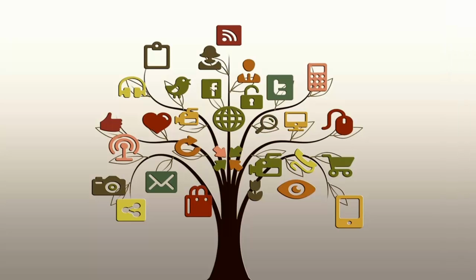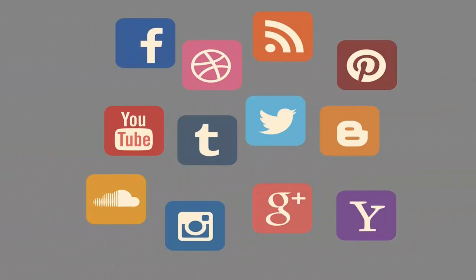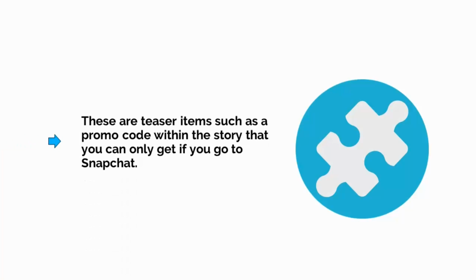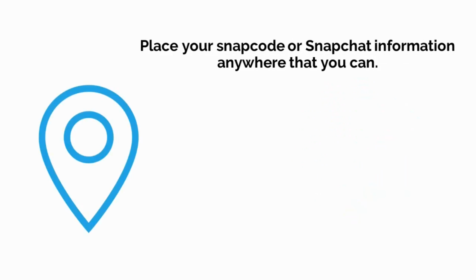We discussed this earlier, but it might be useful to understand exactly how you should use your social networks to get Snapchat followers. The best way to do this is to come up with compelling things to post on your Twitter, Facebook, Instagram, or whatever social network you're using. These are teaser items such as a promo code within a story that you can only get if you go to Snapchat. Place your Snap code or Snapchat information anywhere that you can.